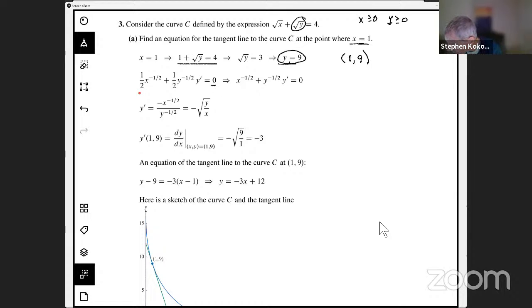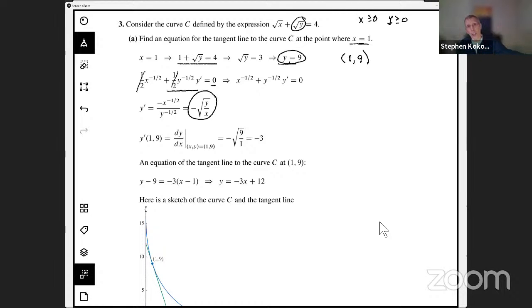On the left-hand side, 1/2 x to the minus 1/2. Chain rule here, 1/2 y to the minus 1/2 times the derivative of the inner function, y prime. I can get rid of the 1/2 by multiplying everything by 2. Solve for y prime, and there's my expression for dy/dx or y prime.